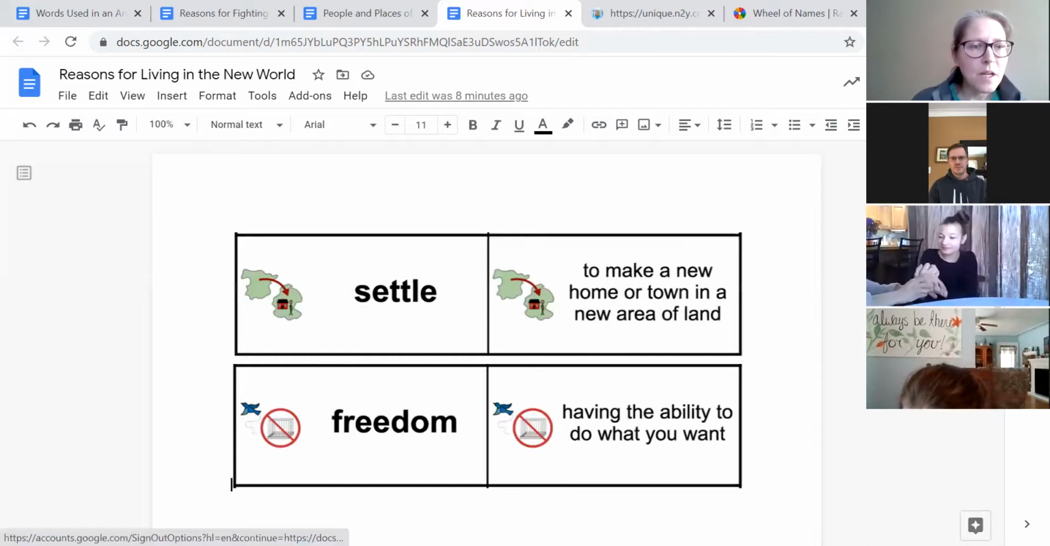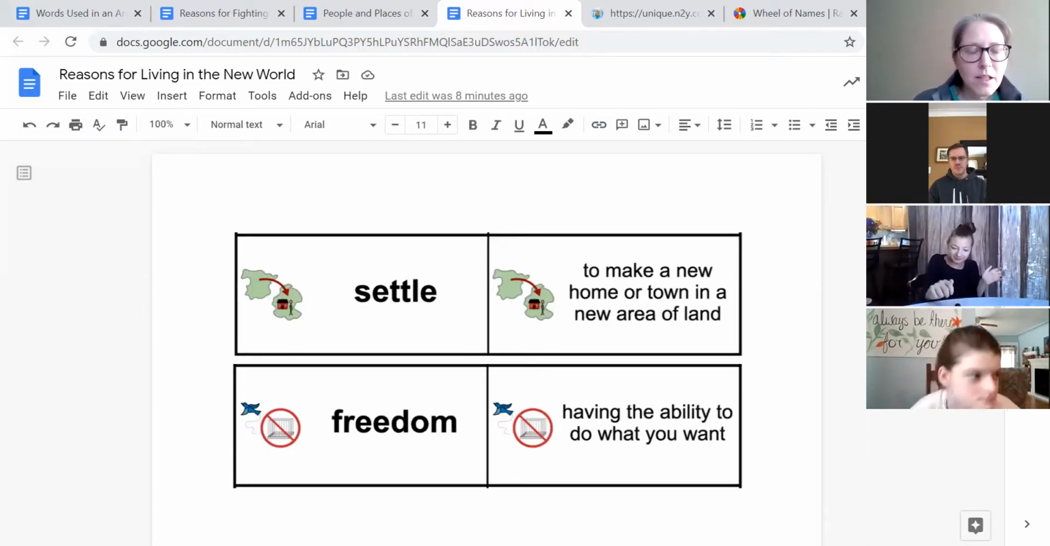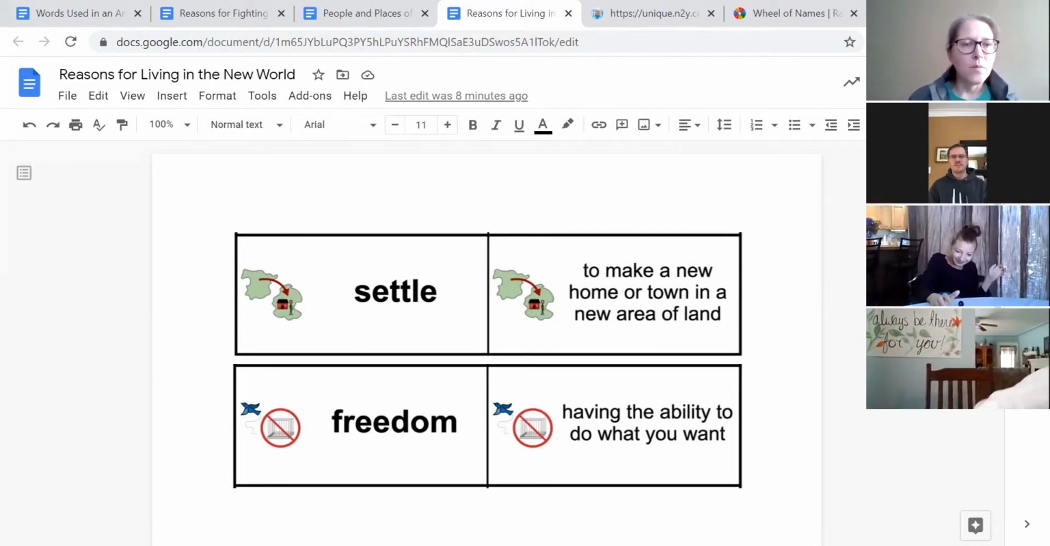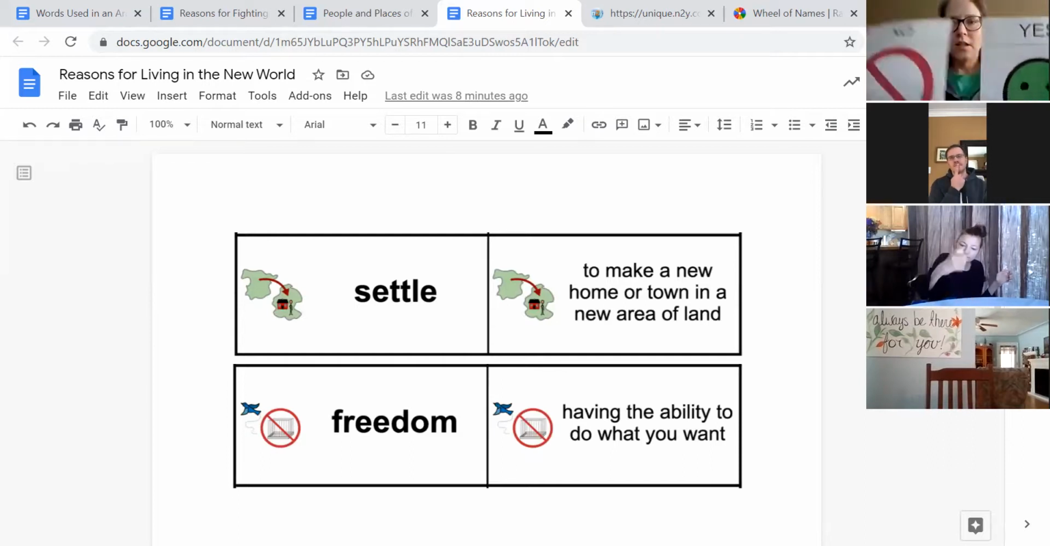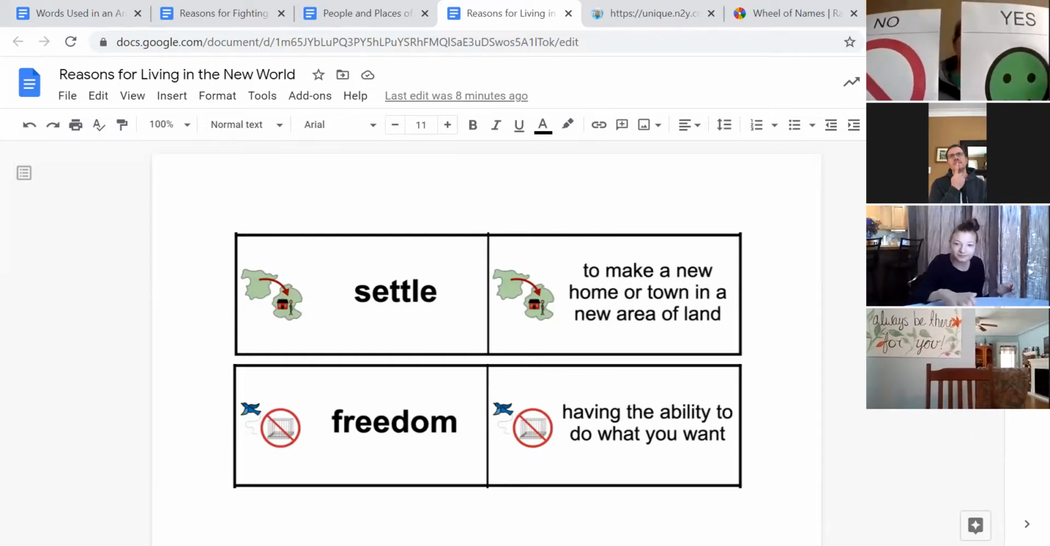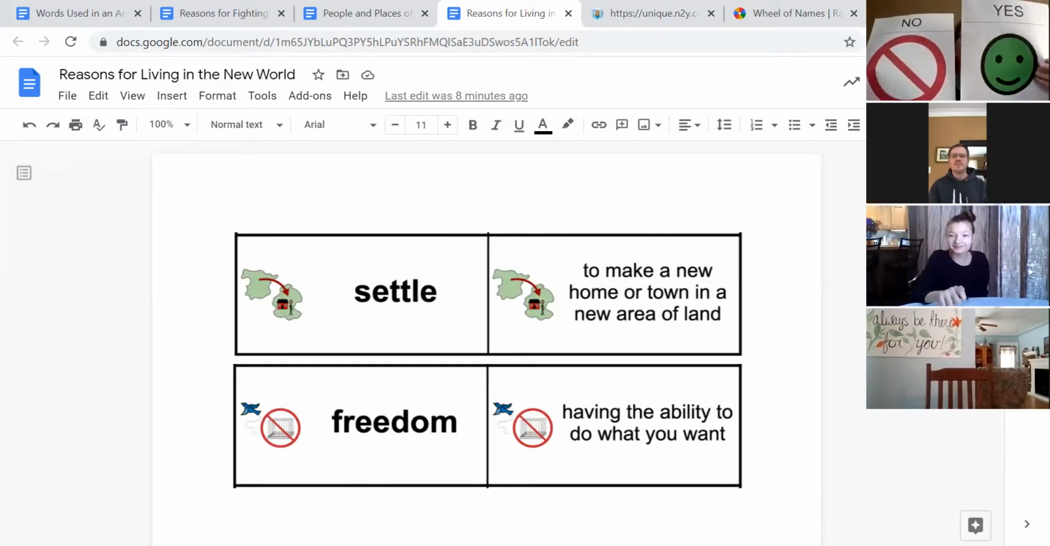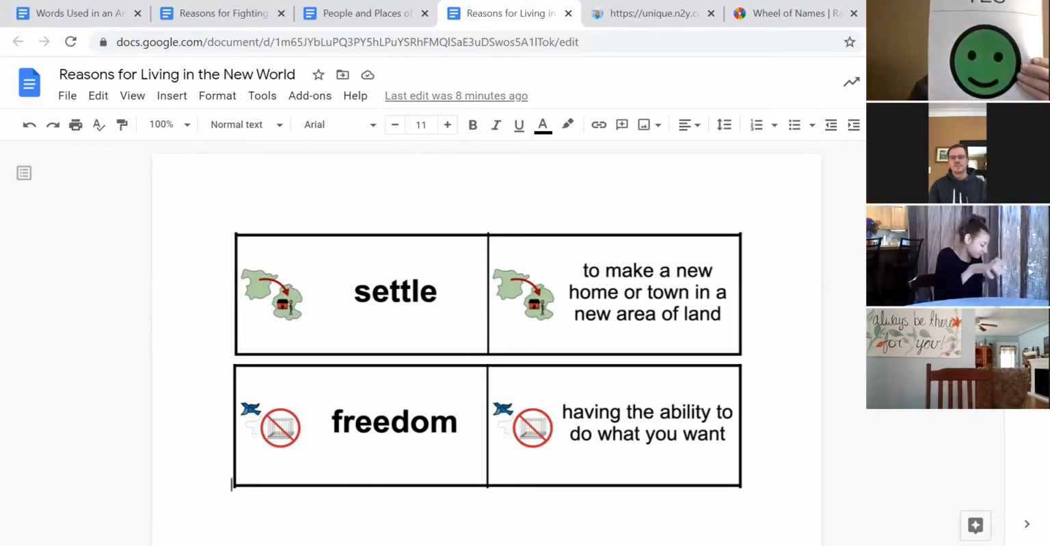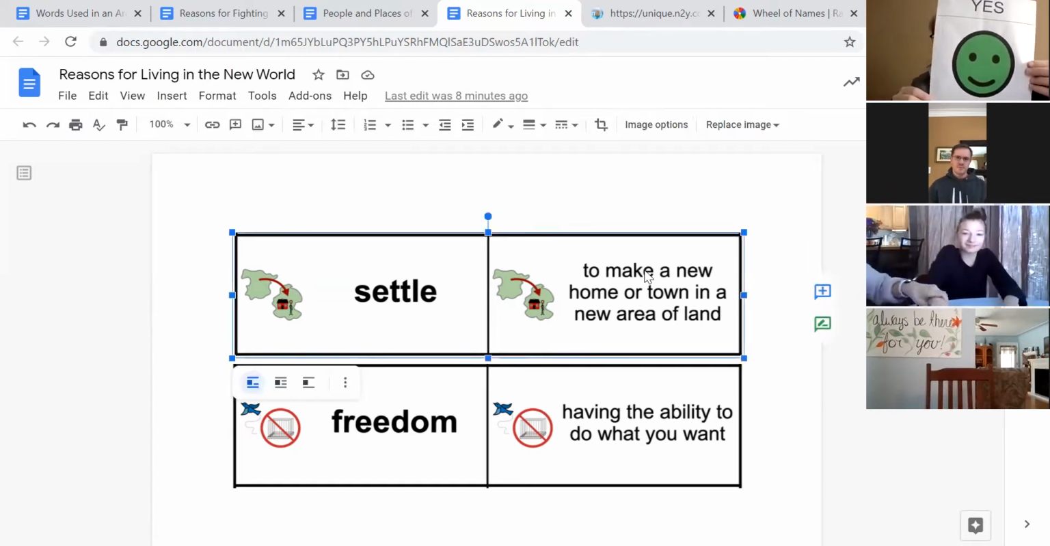I see on that picture of settle, a little picture of a house. And on that picture of freedom, I don't really see anything that looks like a home. So let's talk about that word settle. Do you guys think that one makes sense, that you make a new home or town? Yes or no? Let's say yes. Settle is the word that talks about making a new home or town. Settle.